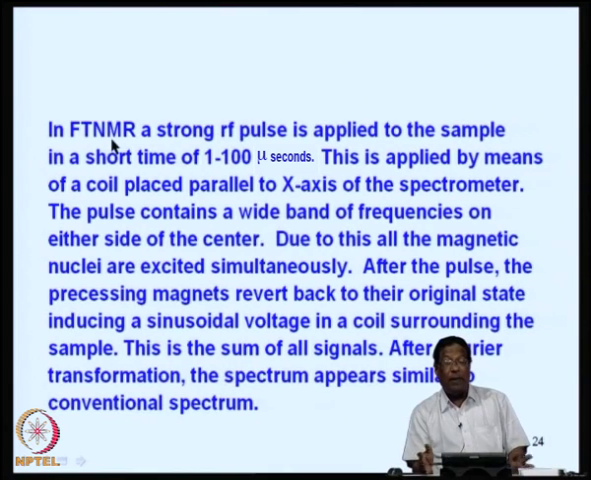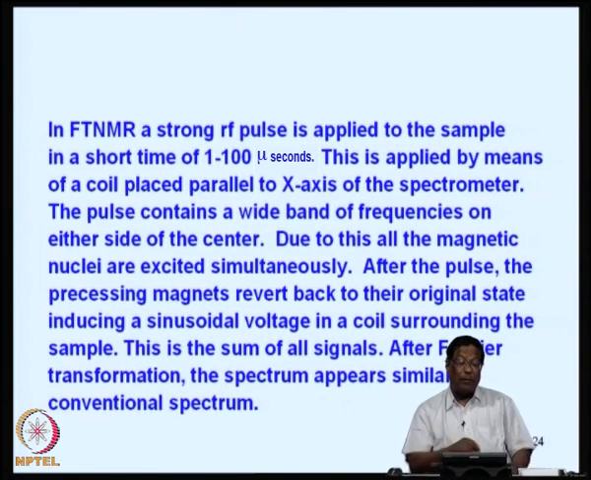So, in FT-NMR, what we do exactly is we take a strong RF pulse and apply it to the sample in a very short time duration of 1 to 100 microseconds. This is applied by means of a coil placed parallel to the x axis of the spectrometer. The pulse contains a wide band of frequencies on either side of the center burst, and due to this all the magnetic nuclei are excited simultaneously.